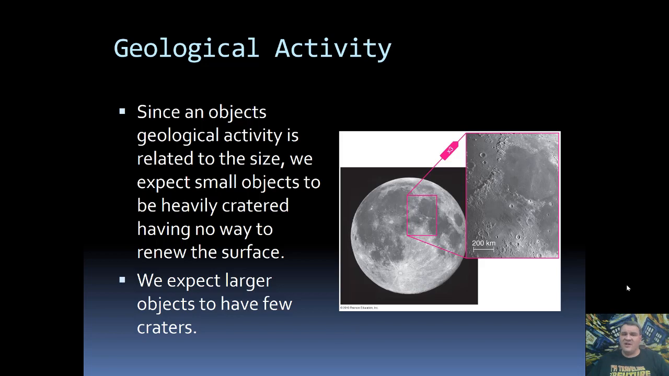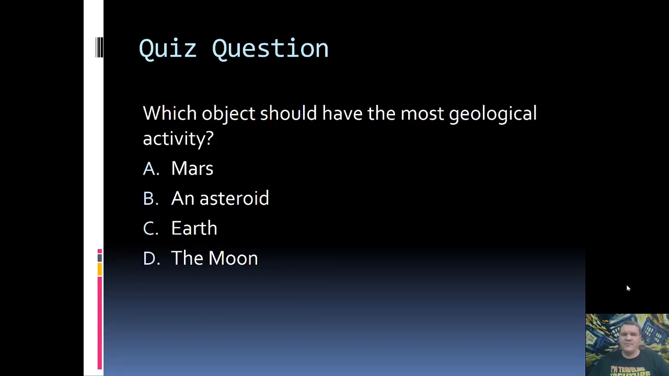So the Earth is geologically active, and because of that, we see that it has very, very few craters. The Moon is geologically dead and has been for a very, very long time, and because of that, it actually has lots and lots of craters. We can actually use this idea, and specifically it's referred to as crater counting, to get a feel for how old a surface is.